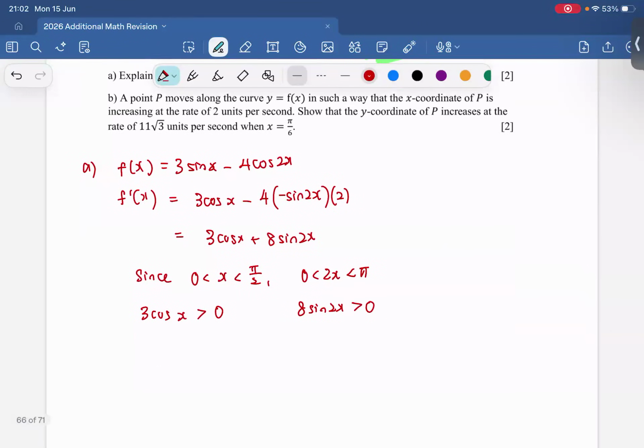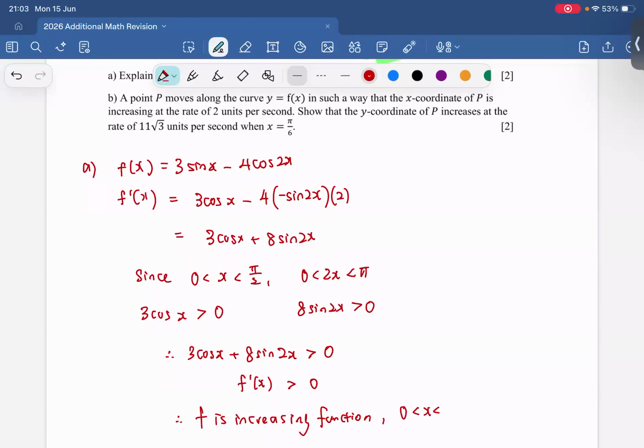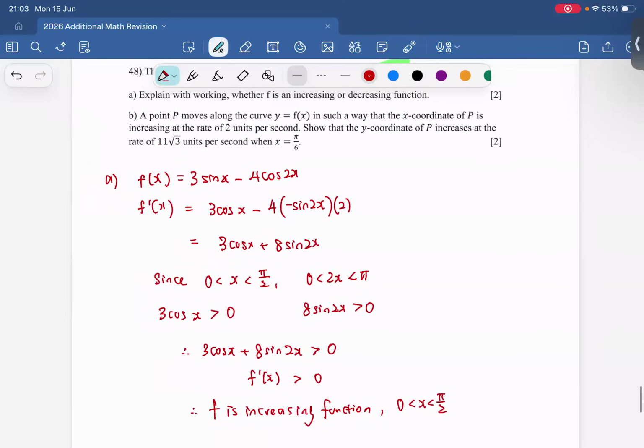positive number. So if we add the two positive numbers, they will definitely be more than 0. So f prime x is more than 0. Therefore, f is an increasing function. Okay, it is only an increasing function when x is between 0 and pi over 2. If x changes out of this range, f may not be an increasing function anymore.